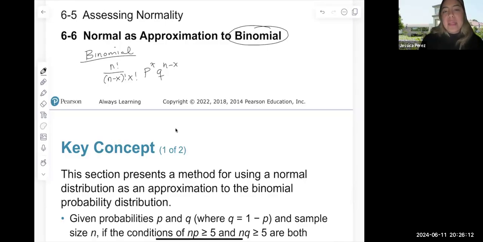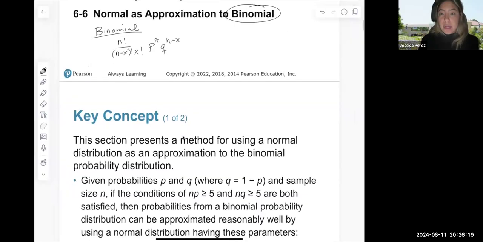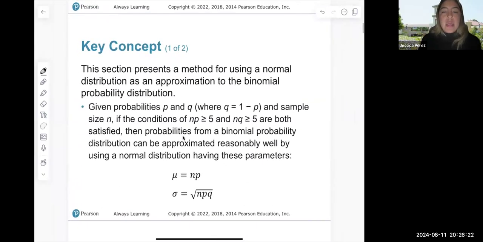So we are going to have something that's approximately a binomial, not necessarily. So, a normal as an approximation to a binomial. In this section, we'll be presenting a method for using a normal distribution as an approximation to the binomial distribution. Given probabilities P and Q, right? We talked about P, we talked about Q, where Q is 1 minus P, and the sample size of n, we need to satisfy the conditions that n times P is greater than 5 and n times Q is greater than 5. If both are satisfied, the probabilities from a binomial distribution can be approximated reasonably well by using a normal distribution having these parameters.